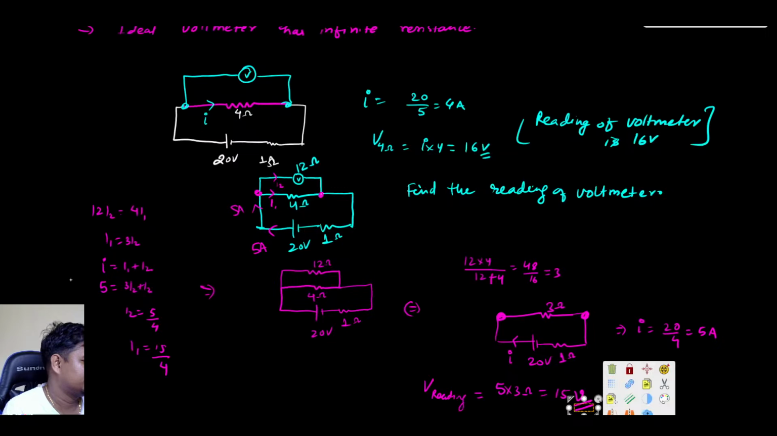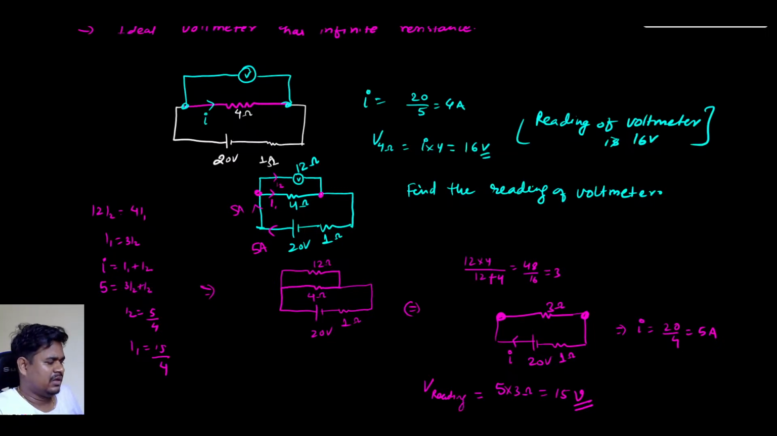Okay, this is clear. Now how can we make a voltmeter from the galvanometer? Conversion of galvanometer into voltmeter.